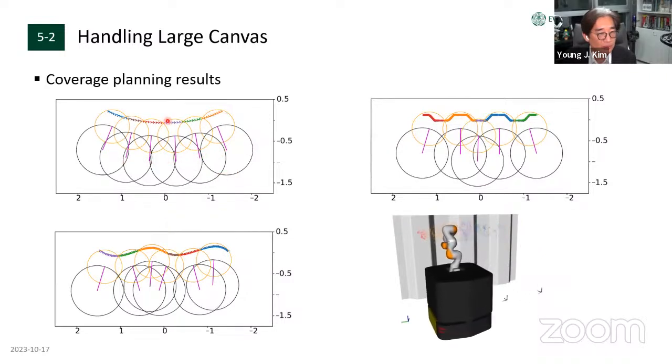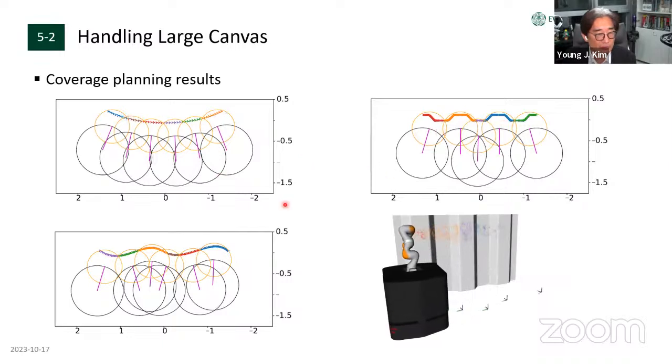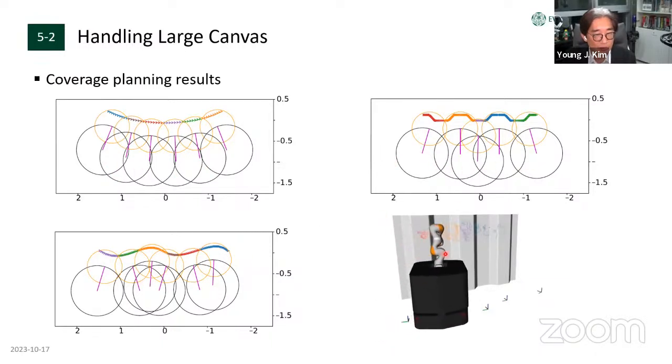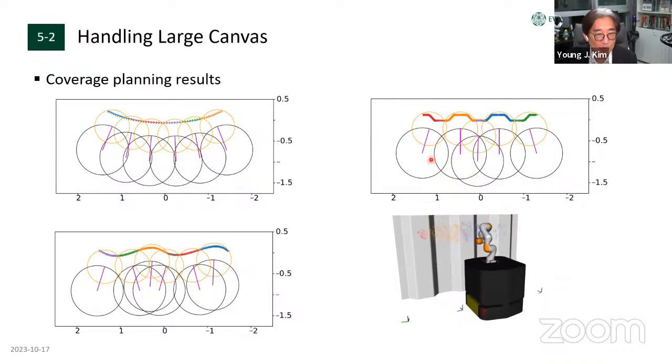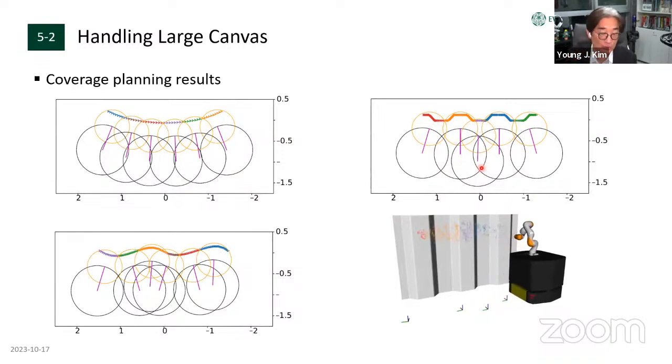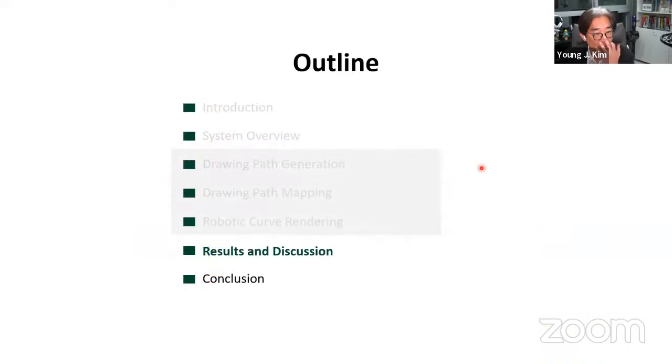So this is one circular canvas, and here is another, more random canvas. This black circle represents the location of the manipulator, and this black circle represents the location of the mobile platform. So once you find them, the robot platform moves from one pose to another pose to another pose. For each pose, it tries to do the corresponding drawing. This is how we handle the large canvas. Now, let me show some results.